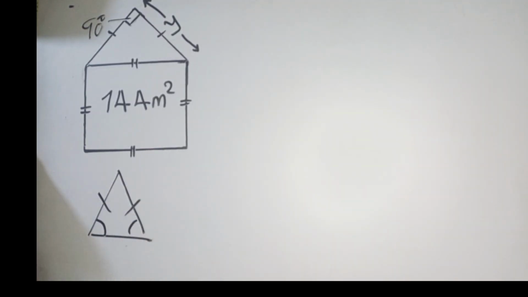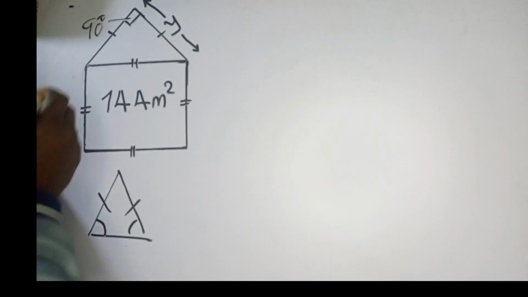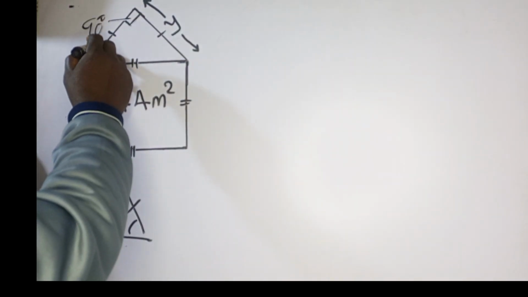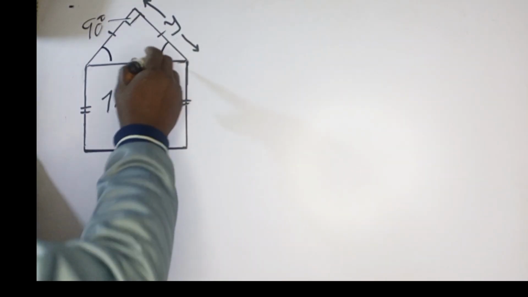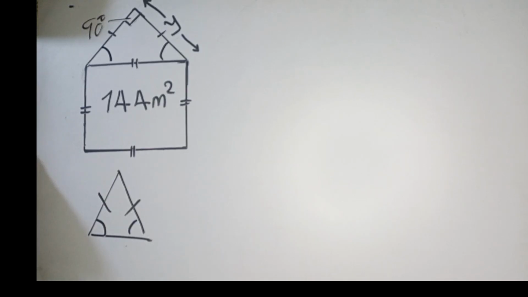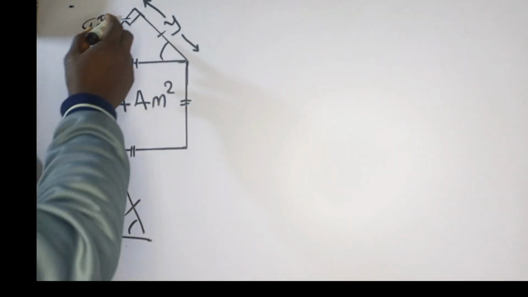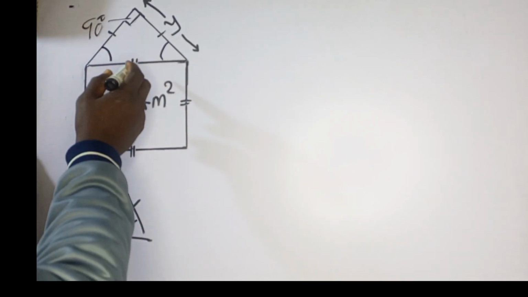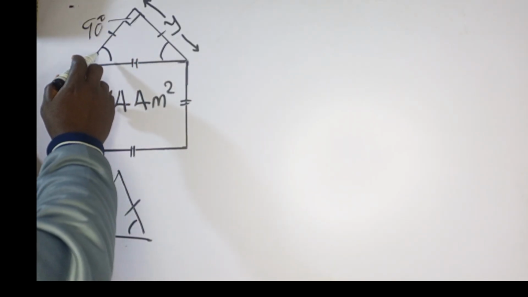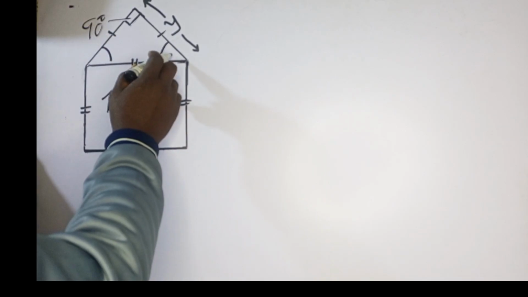These are the base angles. The base angles are supposed to be equal. So if we look at it very well, this should be one of the base angles. This should be the other base angle. And the sum of interior angles of any triangle should be 180 degrees. If this one is already 90, then the remaining 90 will be divided equally to this angle and this angle.